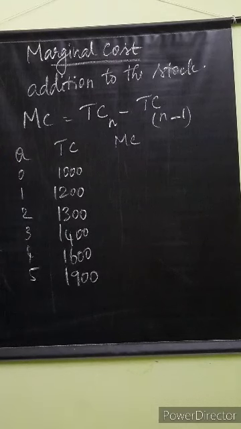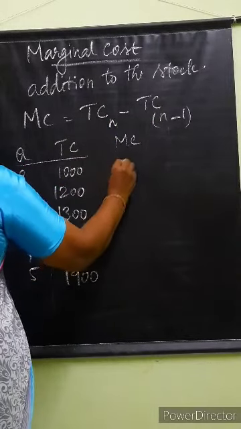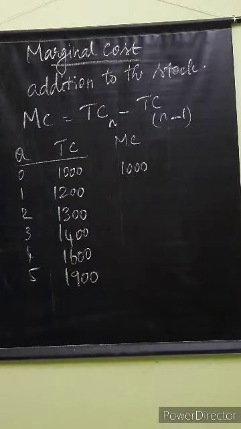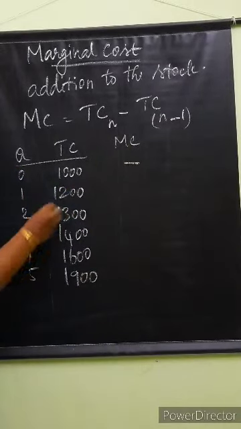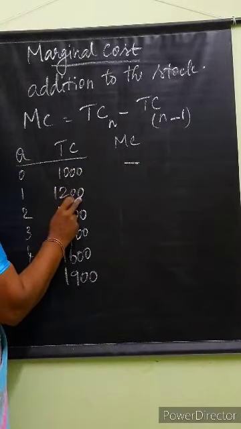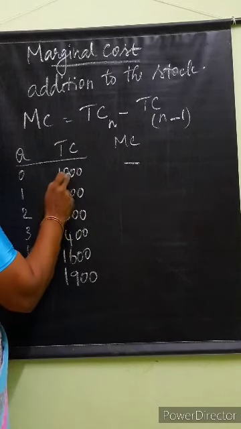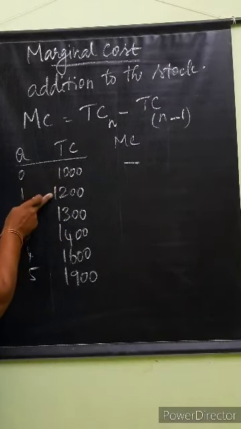Then how will you calculate the marginal cost? If the total cost is this quantity I have given, I already told you how to calculate the marginal cost: TC n minus TC n minus 1. So here the first value is 1000, but there is no previous value, so here there is no marginal cost. Here, how will you calculate? This is TC n, this is TC n minus 1. So 1200 minus 1000. This is stock, this is additional.